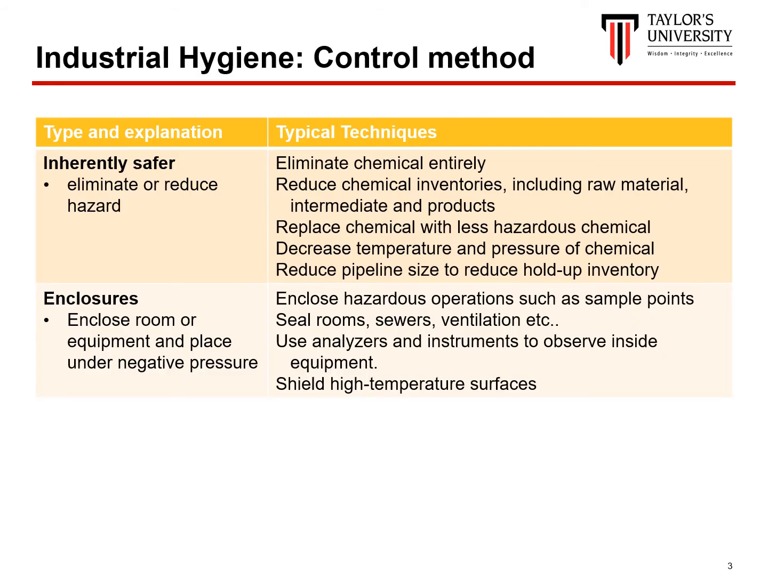The types of control techniques used in the chemical industries are shown in the next few slides. They include, but are not limited to, first, inherent safety, such as eliminating the hazardous chemicals completely, or reducing or replacing them, or reducing the operating temperatures and pressures, etc. Another control method is enclosure, by placing certain equipment under negative pressure.